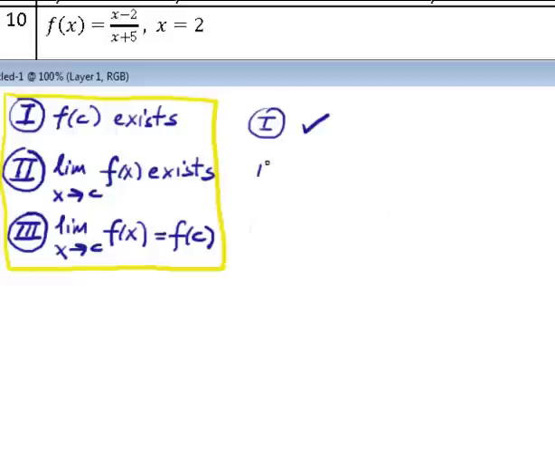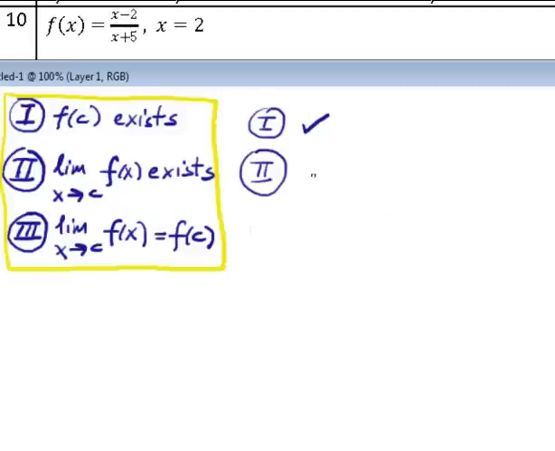All right, how about 2? The limit as x goes to 2. Well, the limit as x goes to 2 is obtained by just substituting in 2 for x, because we do have a rational function and 2 is in the domain, so we can just substitute in. That's one of the limit rules. I think it was the third limit rule. So the limit exists and is actually equal to f of 2, which is 0.